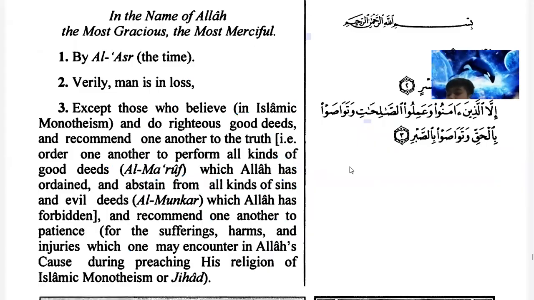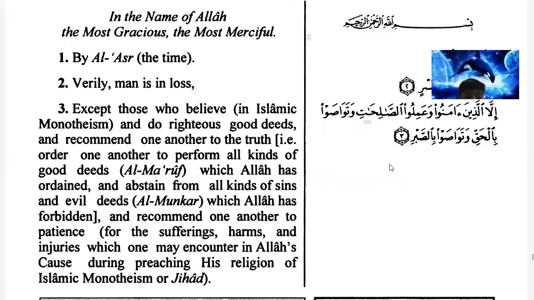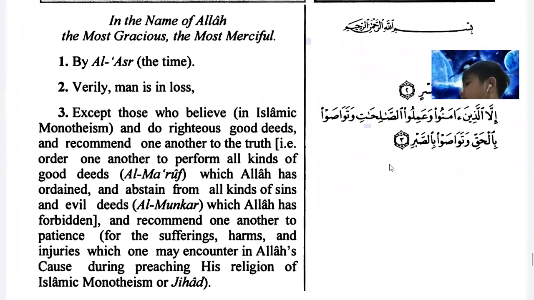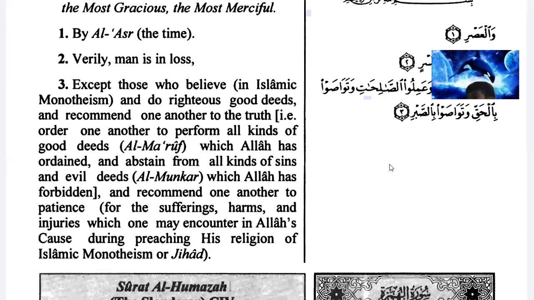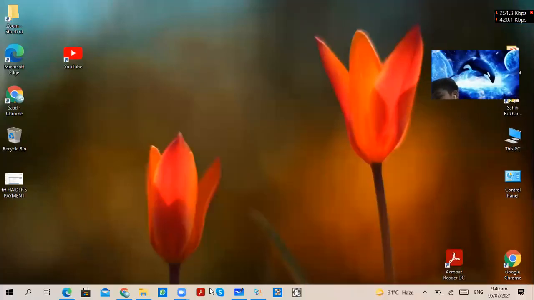So these are the four things that you have learned in this surah. You need to remember all four points. Isn't it five things? Every human will be in loss except those who have four characteristics. You had better consider that all as one point. It's a complete one point and it has four sub points.